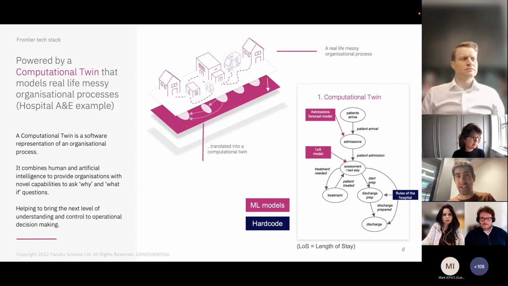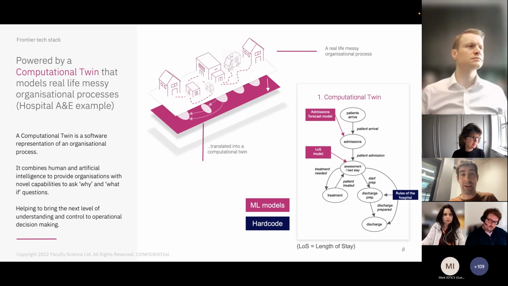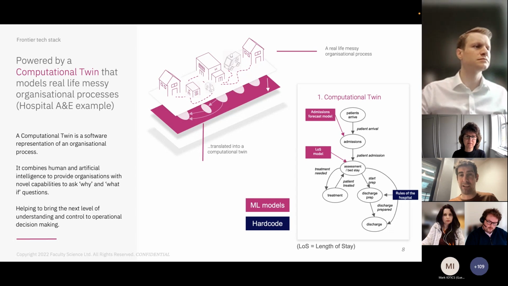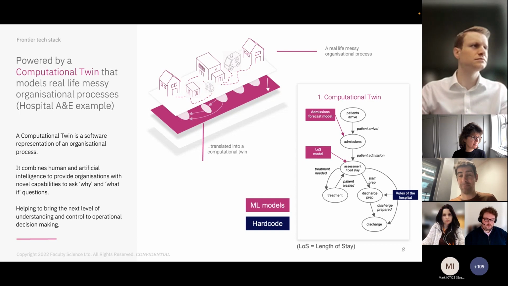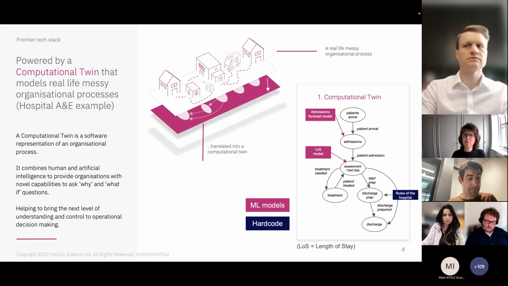So each of these nodes is a Python class. The Python class has essentially two elements to it. It has a state. So admissions, for example, will tell you how many people are waiting in admissions, and it has an event firer. So as soon as something happens, the admissions node will fire to the assessment node to say, I've just moved this patient from me to you. And the machine learning model for length of stay can then start doing its work as well.